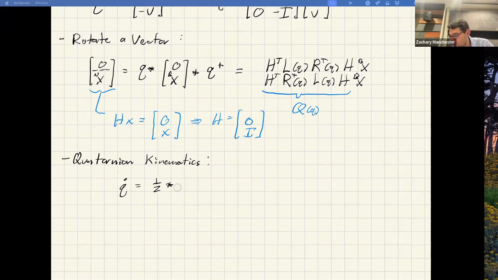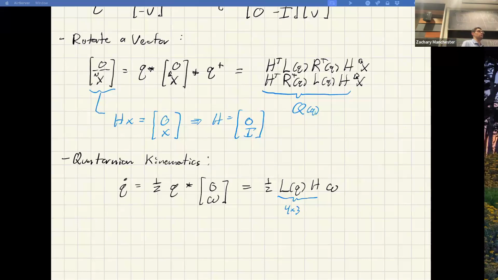Oops, sorry. It's 1/2 Q times this guy, which I said is analogous to the hat thing. If I write this out, then it's 1/2 L of Q, for left multiplied by Q, times H times omega. And this L of Q times H thing is a 4 by 3 matrix. It maps the 3D omega into the 4D quaternion. The 1/2 there, by the way, is easy to derive. We'll do it next time.